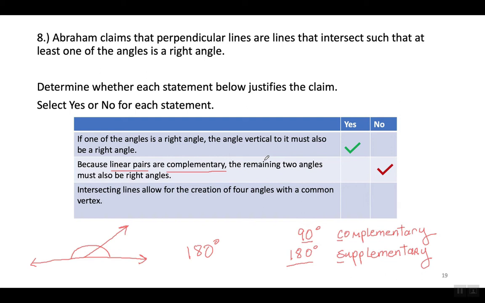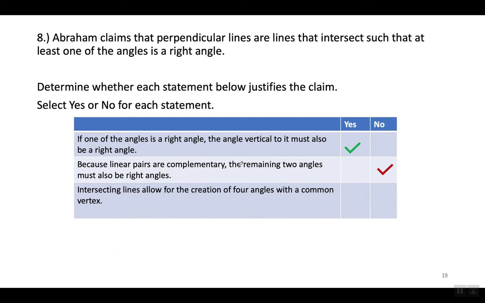Last option. Intersecting lines allow for the creation of four angles with a common vertex. If that doesn't make sense, read the question again slowly. If you have two lines that intersect, or draw yourself an example if you're not understanding what the question is saying. If you have two lines that intersect, does that allow for the creation of four angles?